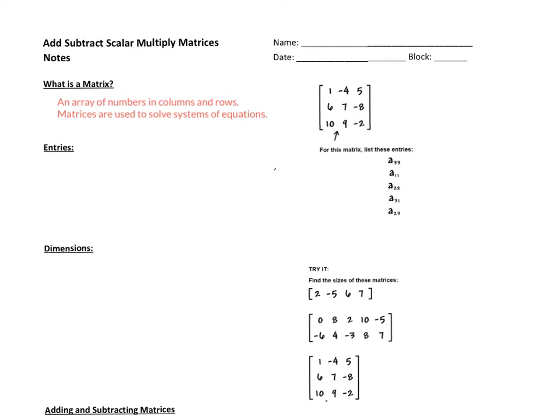If we look at the matrix on the right, the vertical numbers are the columns and the horizontal numbers are the rows.